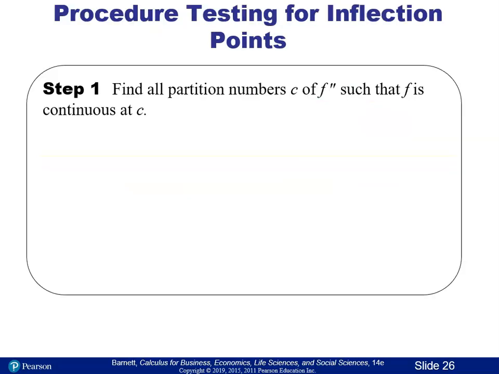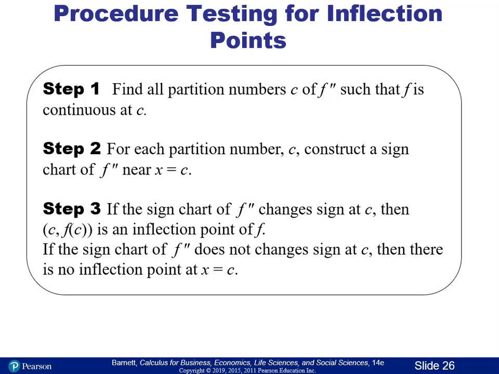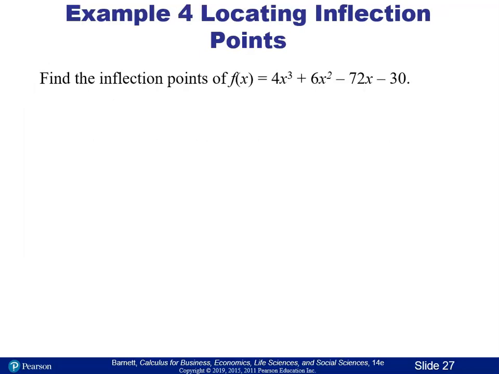The first thing in finding our inflection points is we want to find all of our partition numbers, or basically what we've been calling our critical numbers of the second derivative. So a very similar process to what we used in finding maximums and minimums, except we did that for the first derivative. Now we're going to do it for the second derivative, and it's going to give us our inflection points. So we find our critical numbers, construct a sign chart of the second derivative, and if we see a sign change, that indicates we have an inflection point.